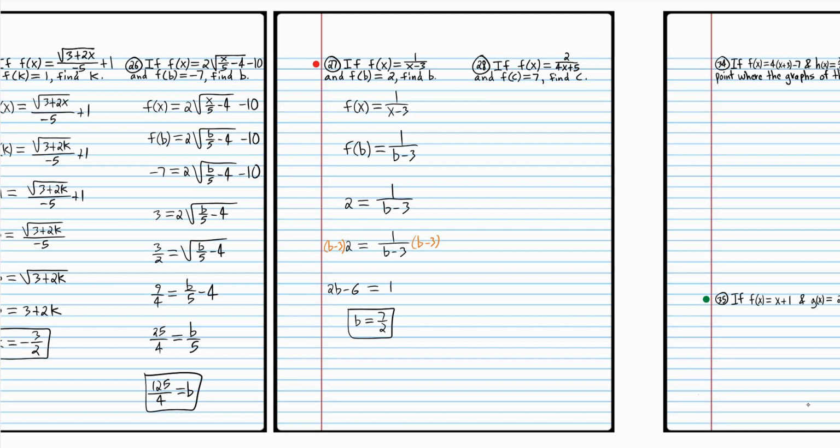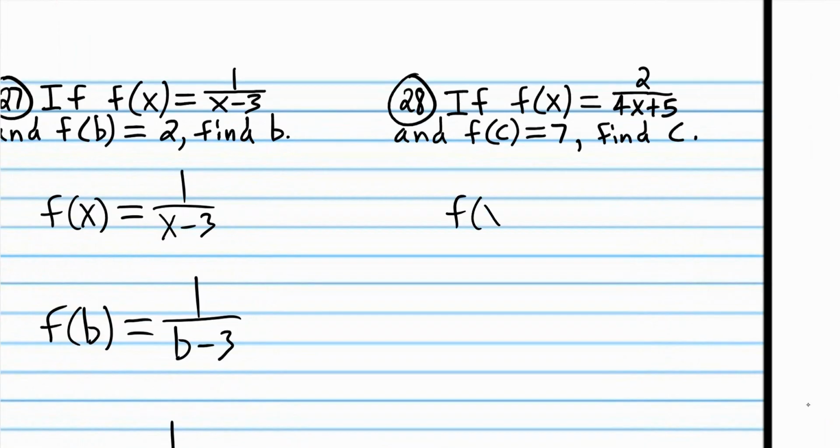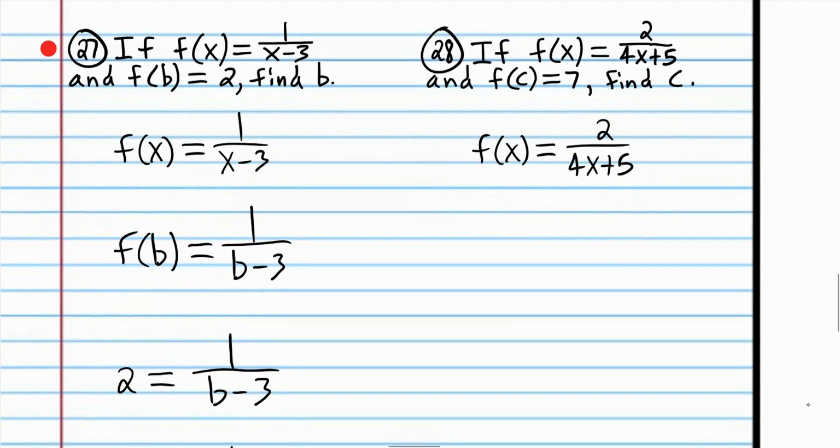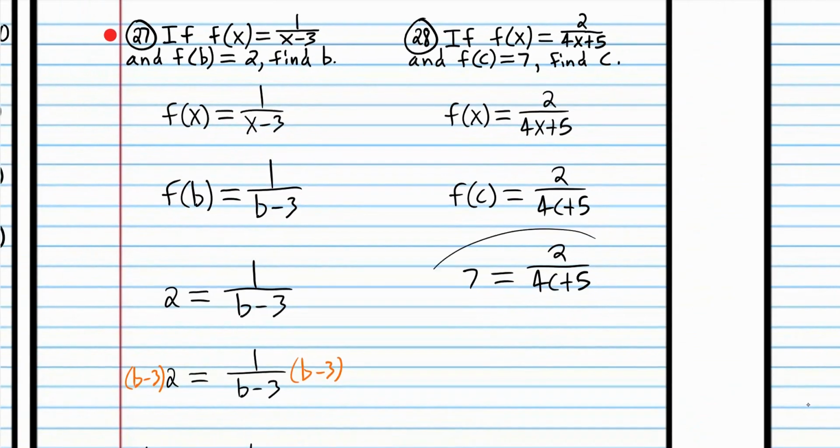So there we go. Let's try another one of those problems. Here we're told that f of x is equal to 2 over 4x plus 5. If that's true, then f of c is equal to 2 over 4c plus 5, and f of c is equal to 7. We're told that f of c is equal to 7. So now we just have to solve this equation.